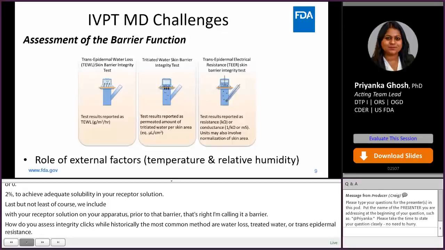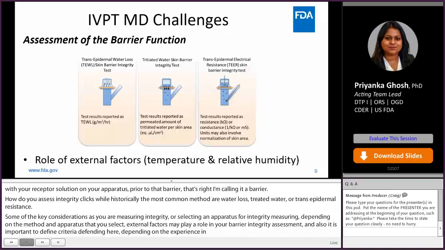Also, it is important to define a cutoff criteria depending on experience in your lab and identify a cutoff criteria that can distinguish skin sections with a compromised barrier compared to skin sections which are expected to have an intact barrier. Now, once you have set up your diffusion cell, the skin, with the receptor solution and assessed the barrier function, the next step is, of course, to identify a dose.